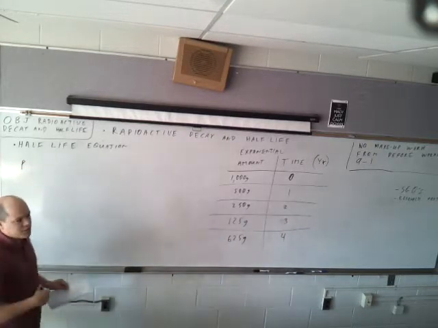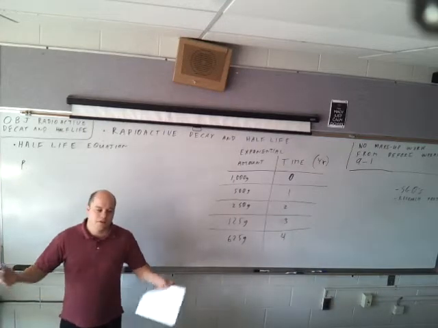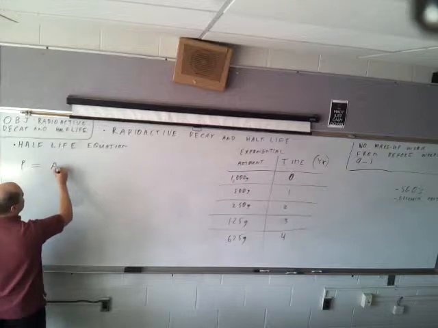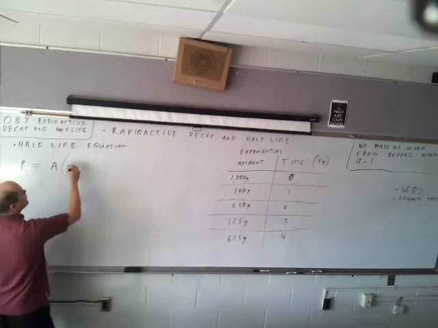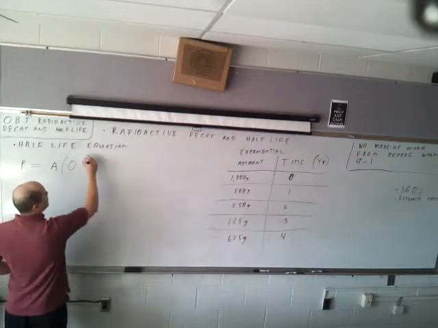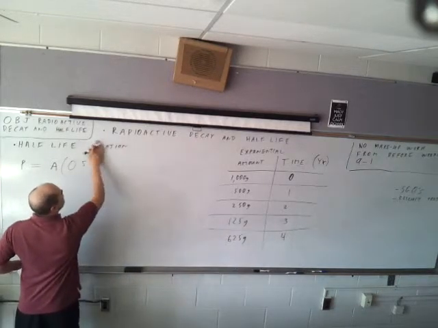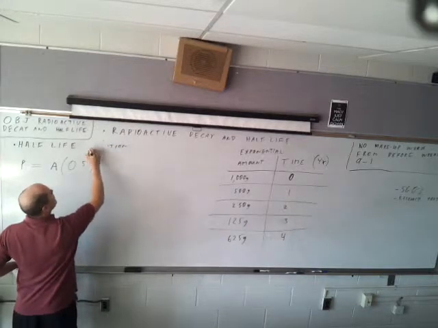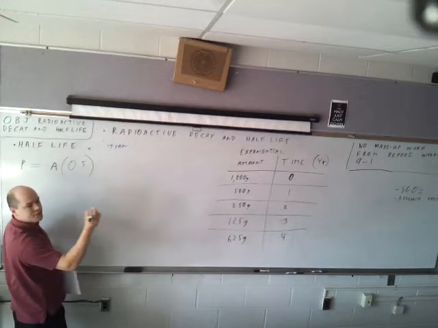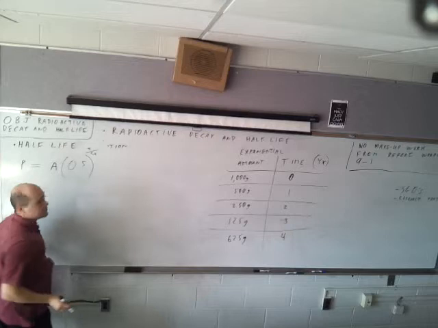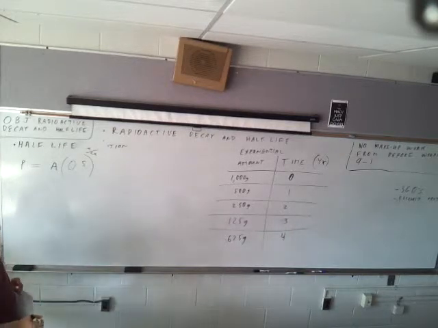P, which stands for the present amount, which is really the end amount at the end of some time period, equals the amount that you started with, A, times 0.5, because it cuts in half every time, to the power of time that passed, t, divided by the half-life, which will be t with a little half under it. So it's time divided by whatever the half-life is.